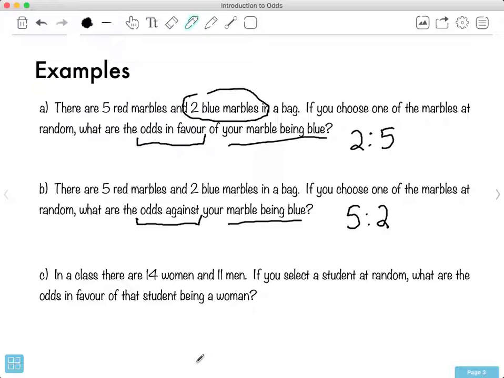And just one more quick one. In the class, there's 14 women and 11 men. If you select a student at random, what are the odds in favor of that student being a woman? Well, again, odds in favor means we want this to happen. So there's 14 successful outcomes to 11 unsuccessful outcomes.